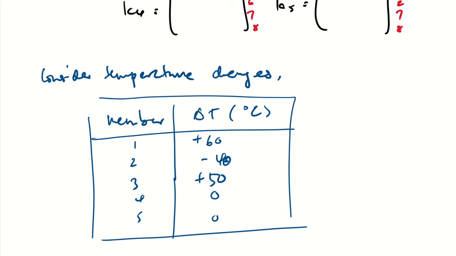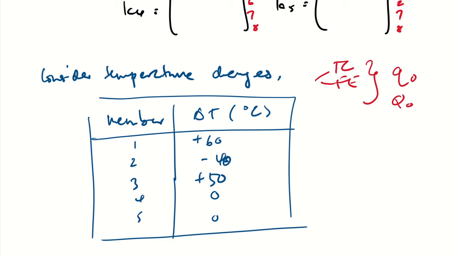However, this is not the real condition, because in real conditions, temperature changes will affect the whole system. So when we have the effect of temperature or fabrication error, we have to consider Q naught in the system, because temperature changes as well as fabrication error will affect the element.